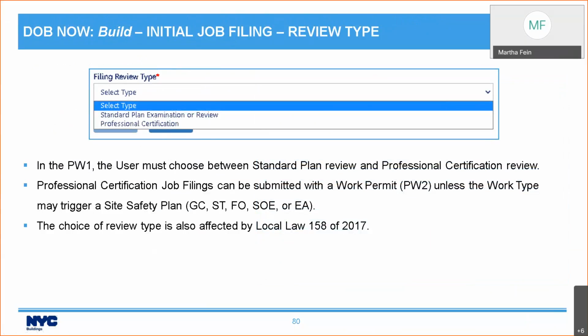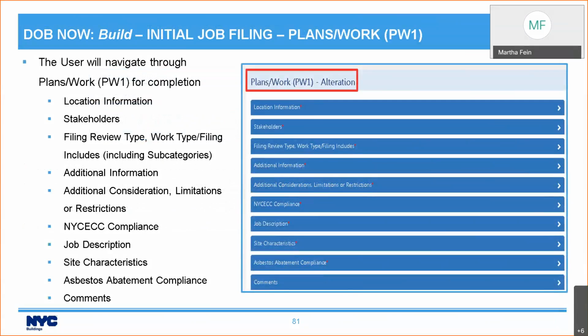You can, if you are filing Prof Cert, submit a work permit with your initial job filing, unless the work type is one that may trigger a site safety plan. That includes general construction, structural, foundation, supportive excavation, or earthworks. Your choice of review type is also affected by Local Law 158 of 2017, which we'll talk about in a moment. You're then going to navigate through your PW1, and let's look at the categories in the live system.